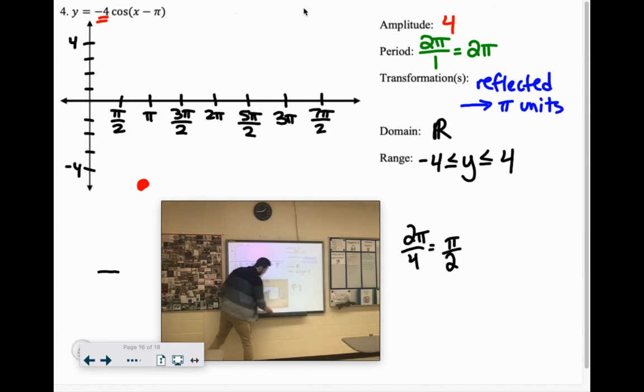There we go. Lowest point at pi. Then we go to our middle. Then we go to our highest point. Back to center. Lowest point. That's one complete cycle. Back to center.